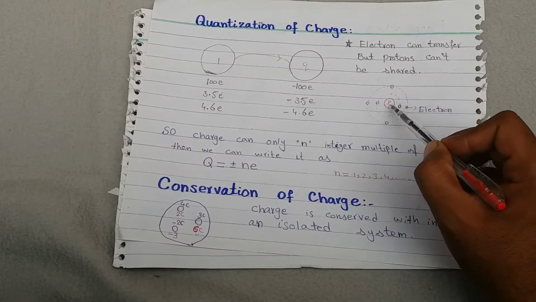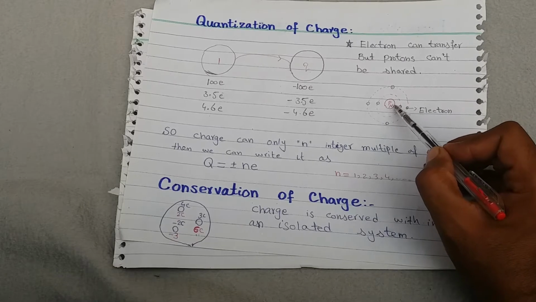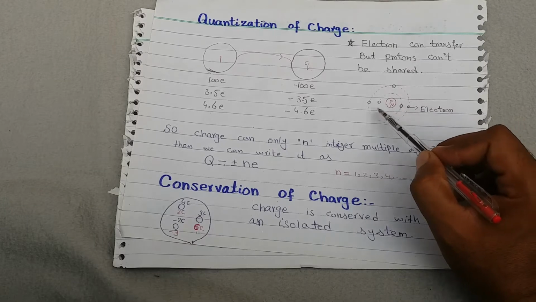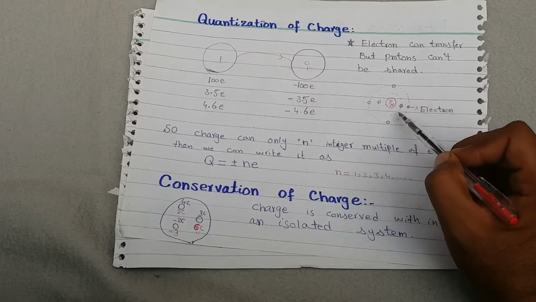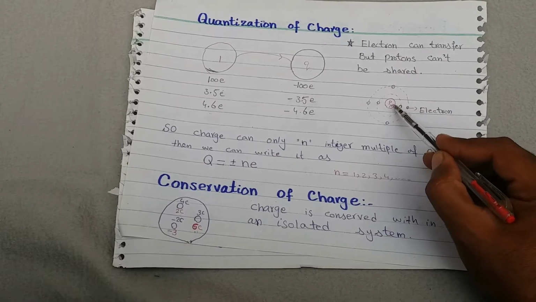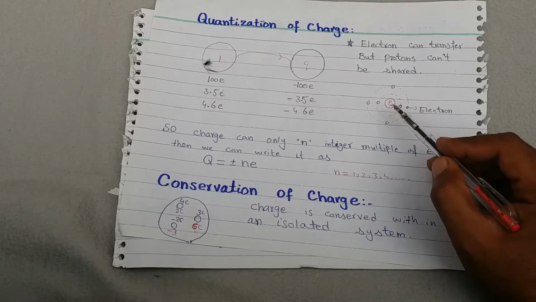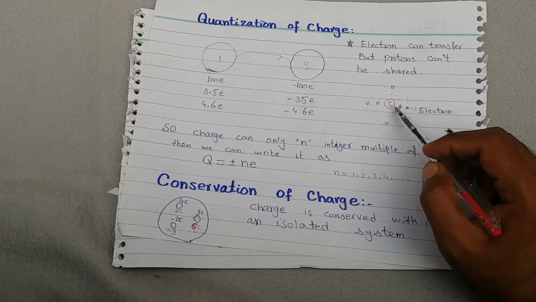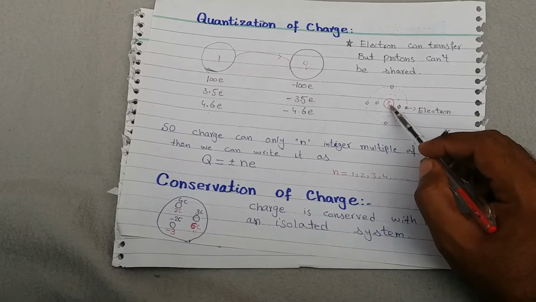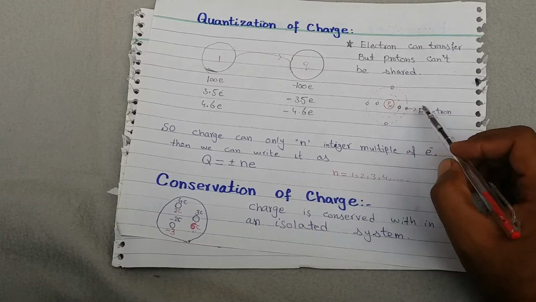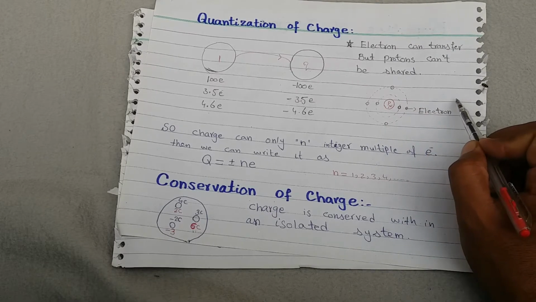We can get this idea from the structure of the atom. This is the nucleus having protons and neutrons, and the outer orbits or shells have electrons. Electrons can easily be ejected from the atom, but protons are present inside the nucleus. As we know, the nucleus is the heaviest part of an atom. Most of the mass of the atom is in the nucleus. Therefore, electrons are the charges that can easily be ejected from the atom.